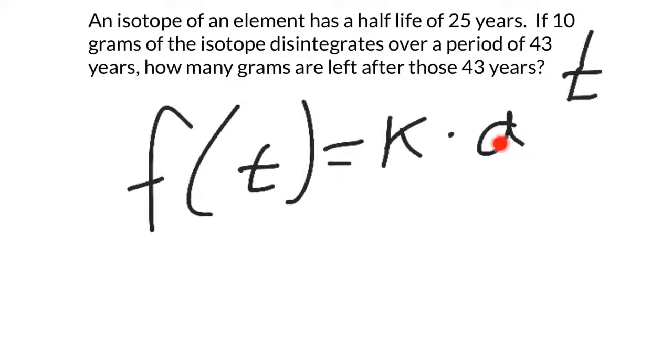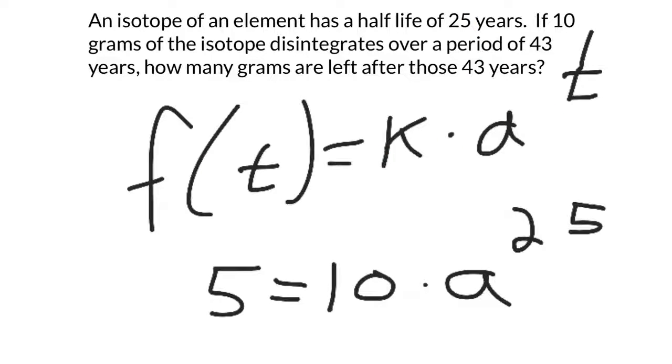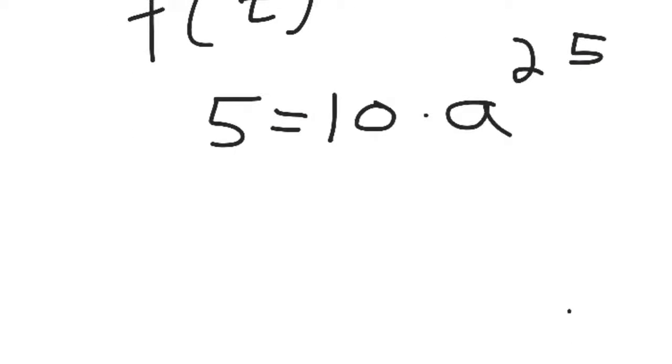Okay, so they say we start with 10 grams, and they say that half of it's left over after 25 years. So let's plug that in. That's what it looks like because I plugged in 25 for t, and if I started with 10 grams, I should have half of 10 grams left over after 25 years. So that's what it looks like when you plug it in the equation, and now we can solve for A.